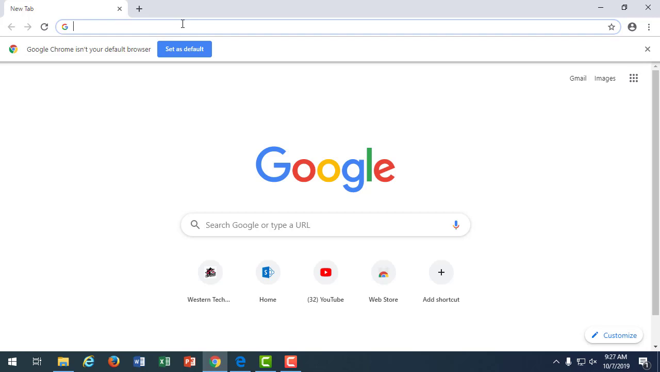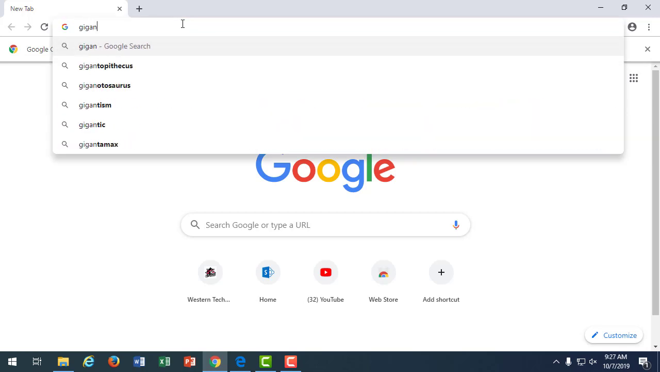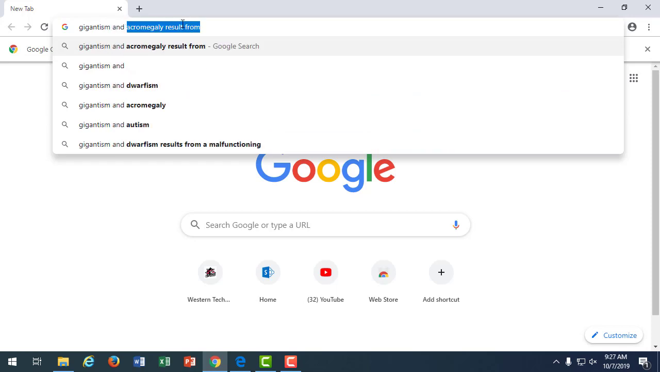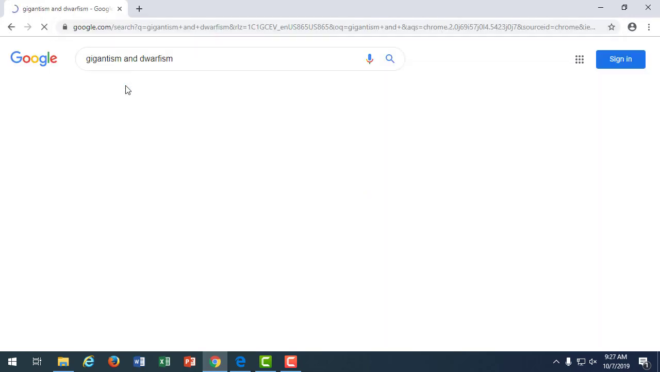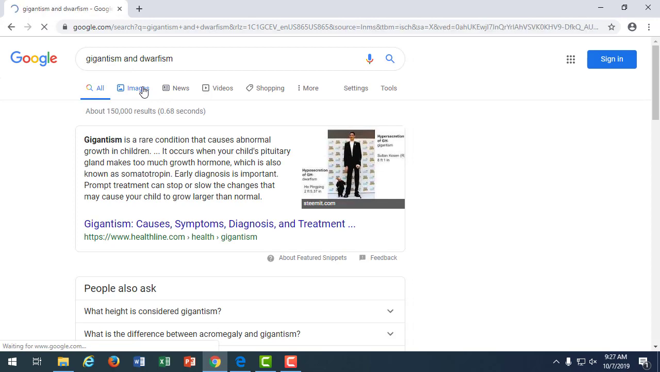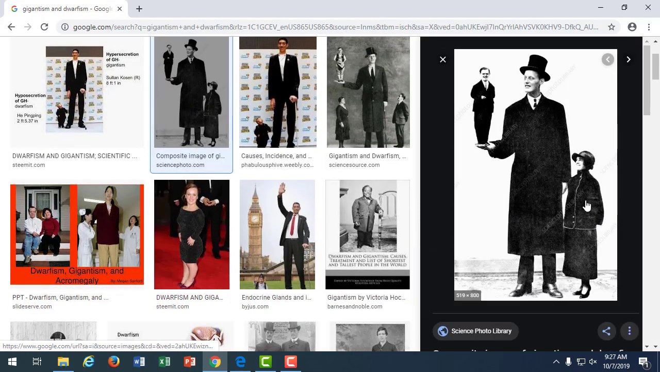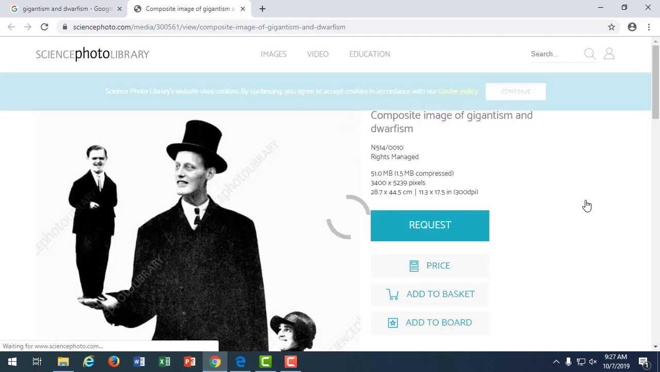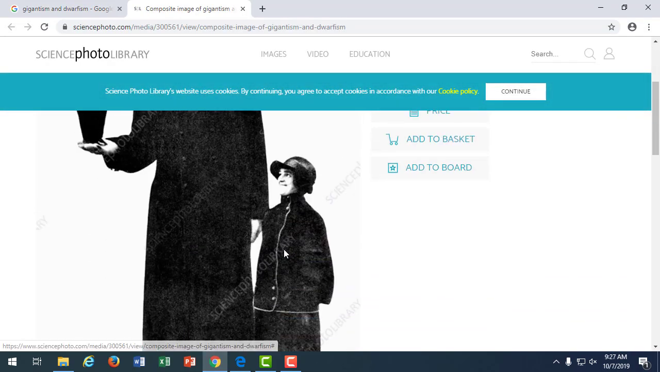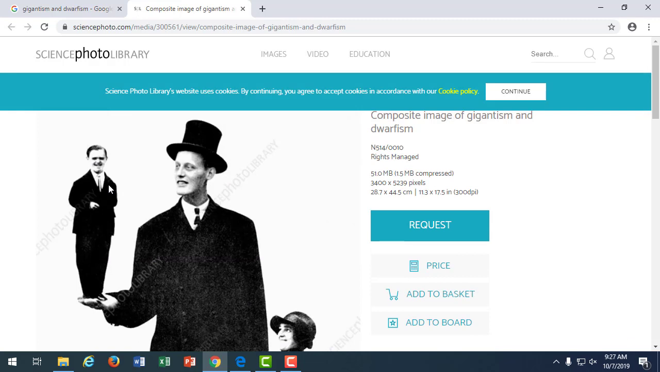So here's an example, gigantism and dwarfism. Here's a person of normal height, a person with gigantism, and then a person who is a midget or dwarf. So there's not an actual start height once you get to this point, you're known as.